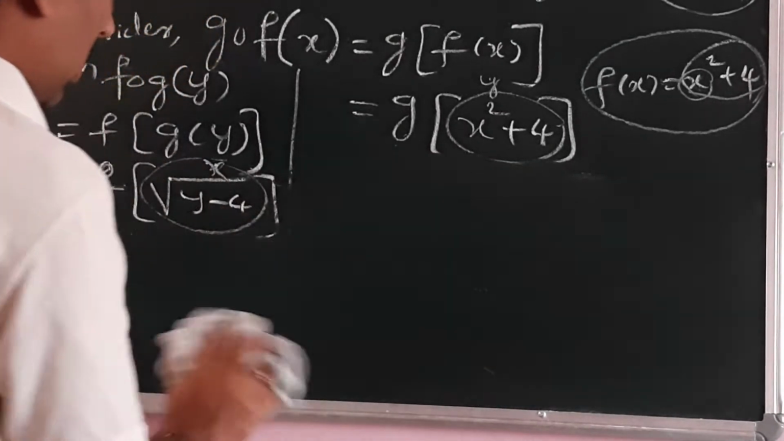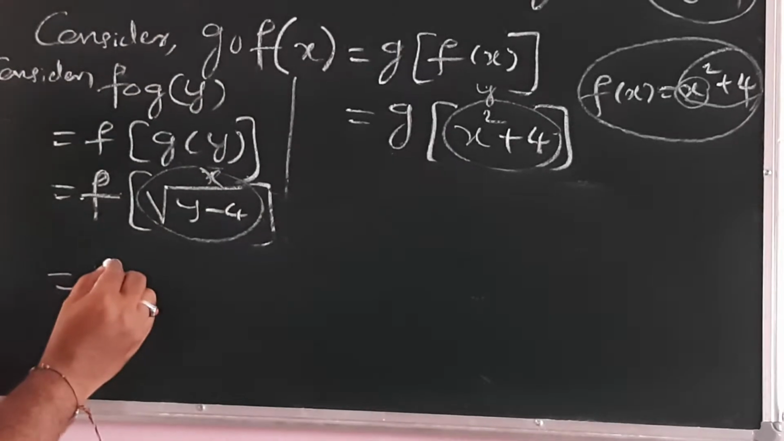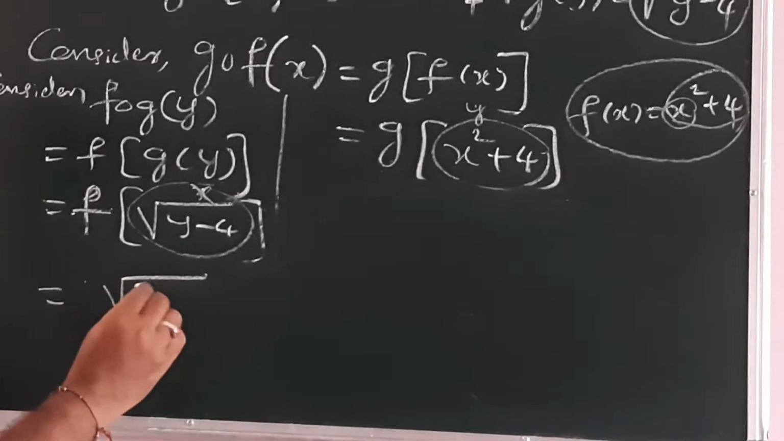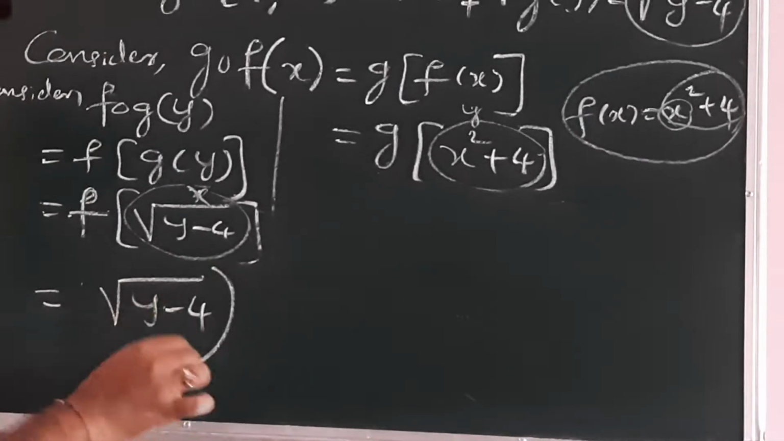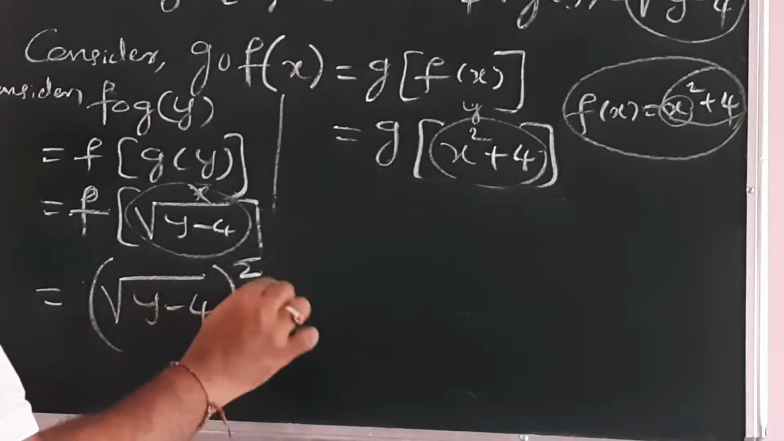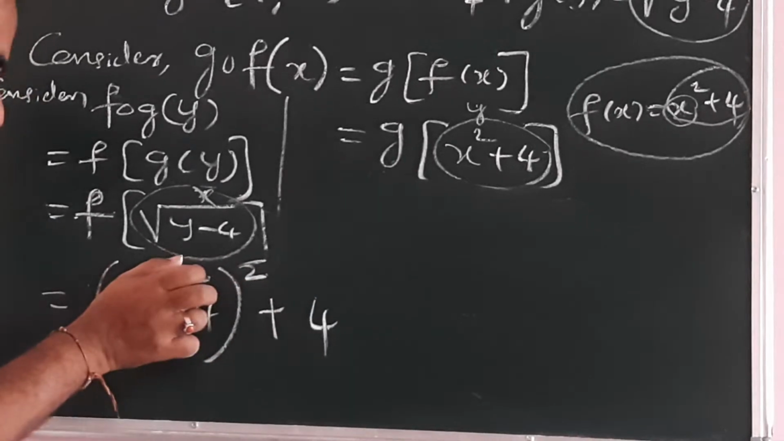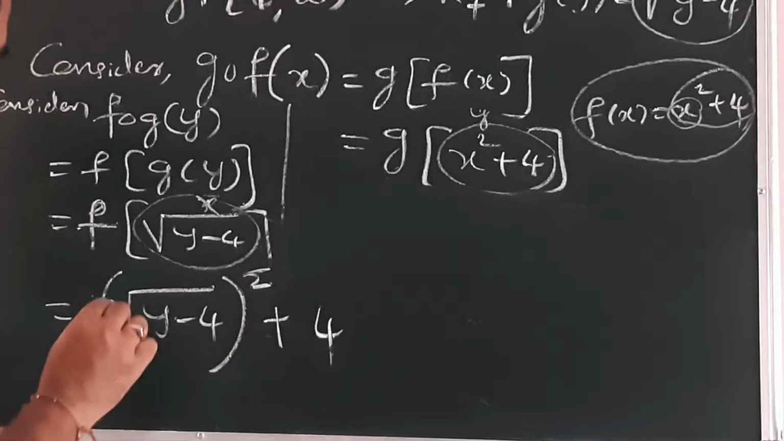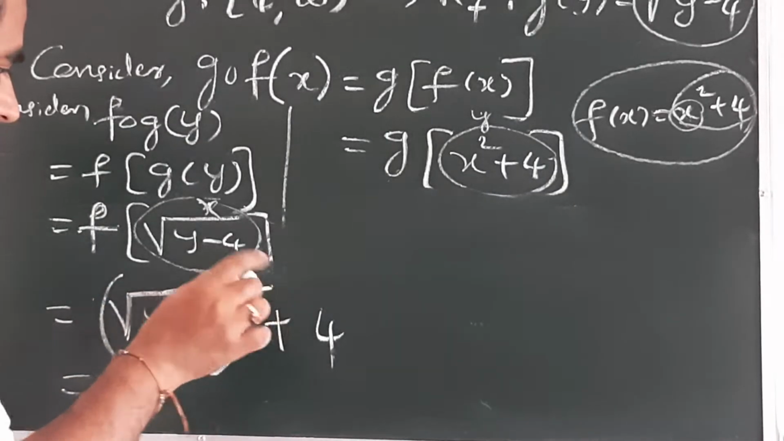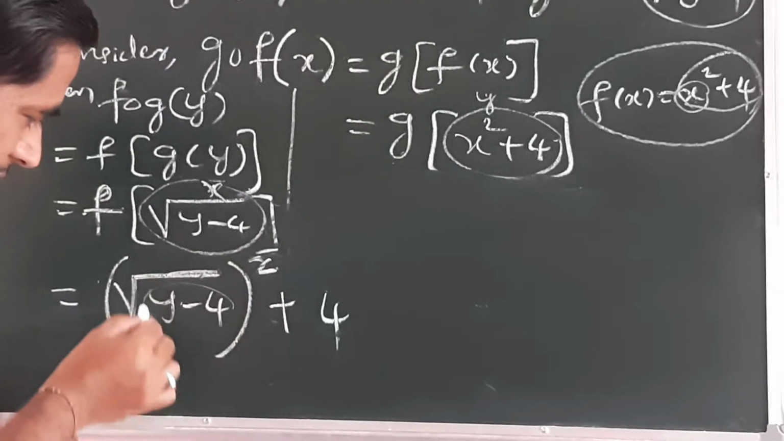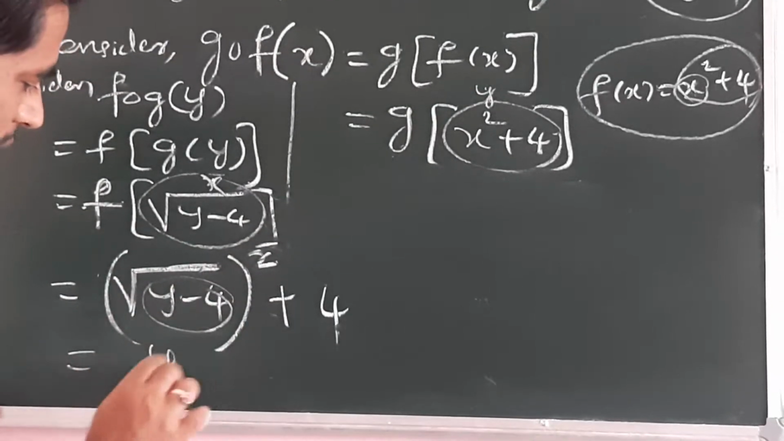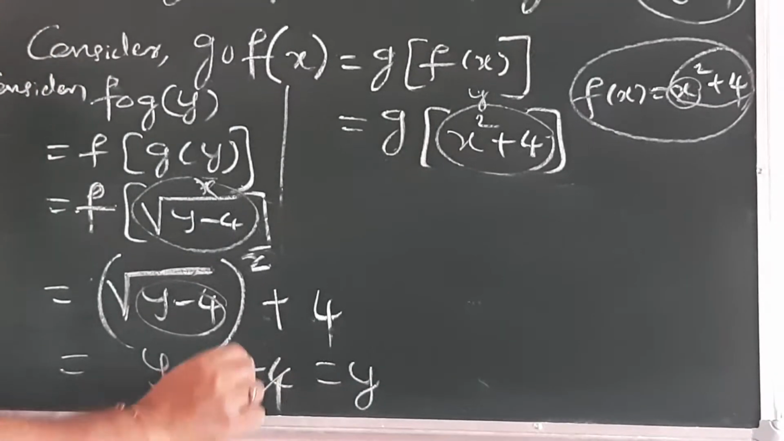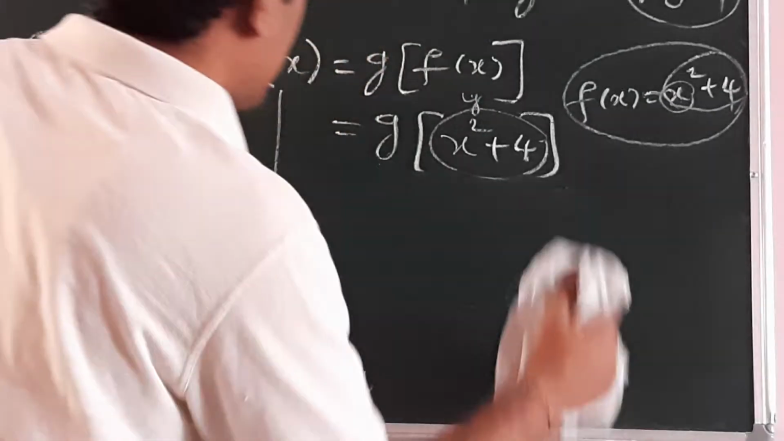So I will show it here: x square plus 4. What is x here? Square root of y minus 4 is x, so x square, plus 4. This whole thing inside the bracket is x. So a square root is there and a whole square. These are inverse to each other, so this cancels and I get the radicand: y minus 4, and this plus 4 as it is. That cancels, and I get y. So that is what we have shown here.